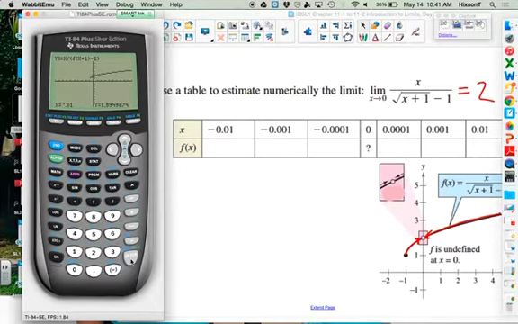What's your window set to? Just standard. Okay. The thing is, you actually don't even have to be able to see it very well, as long as you can trace it.